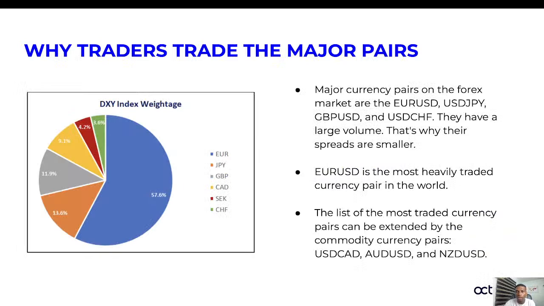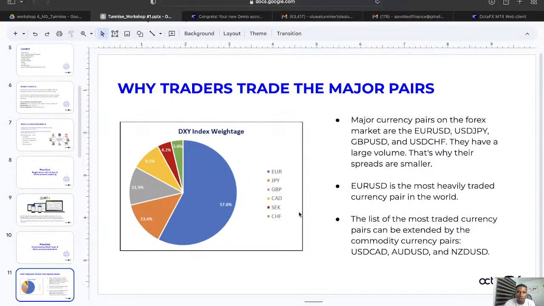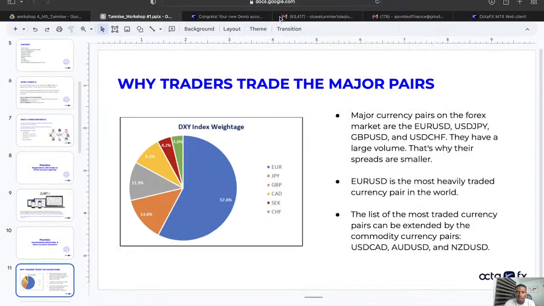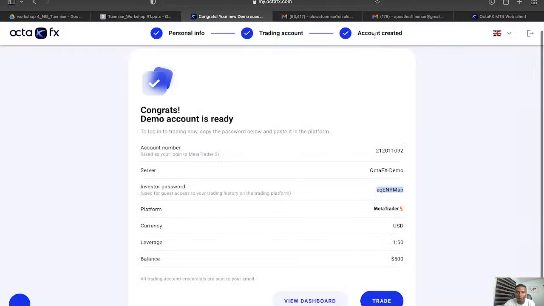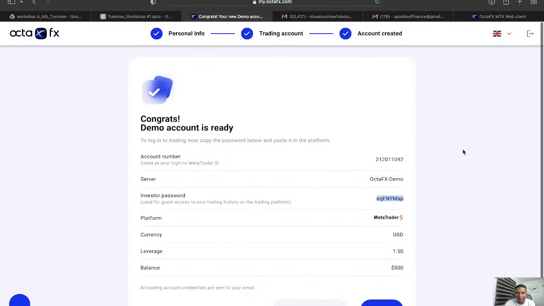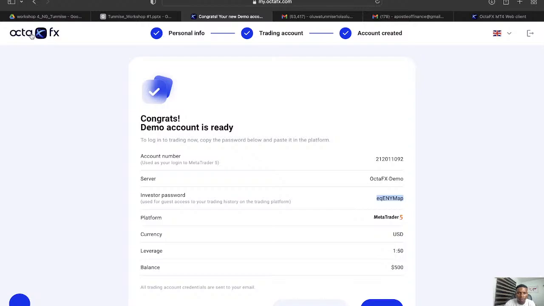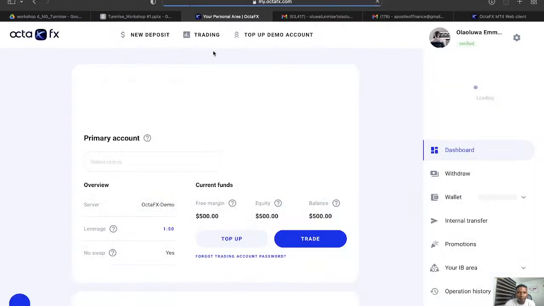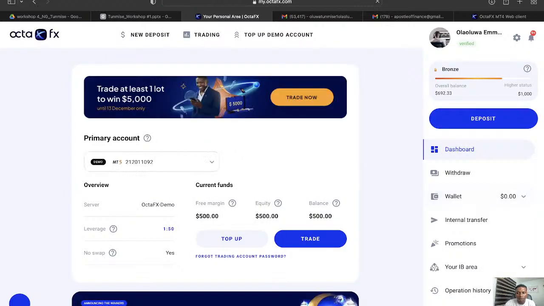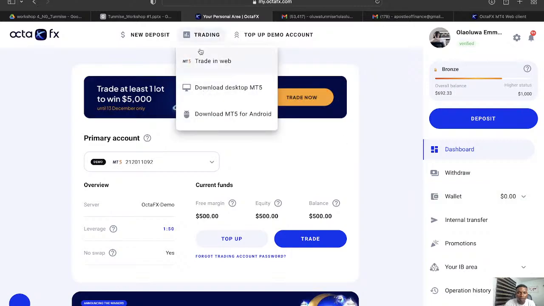For downloading MetaTrader, you can come here. You can just go back to your personal account. Yes, so you can come and download here. You can see trade in app, download MT4, download MT5, so on your Android or your desktop.